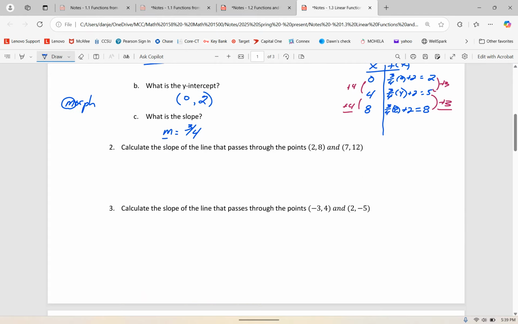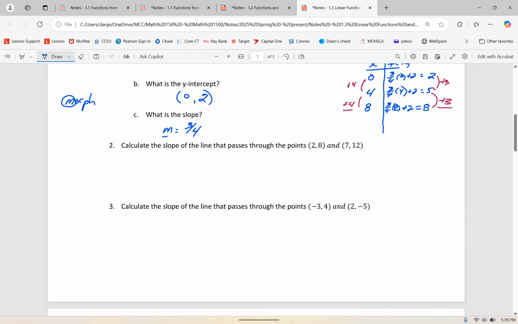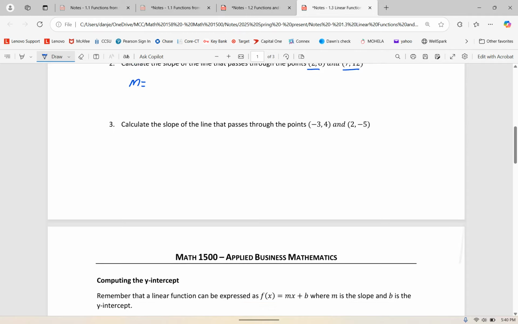So let's look at a couple scenarios where we have points and we want to find the slope of a line. (2, 8) and (7, 12). To find the slope of the line, we want to find the rate at which it's changing. Now notice in our table of values up here, from 5 to 8 is a change of 3. How do I get to 3? 8 minus 5, and 8 minus 4.